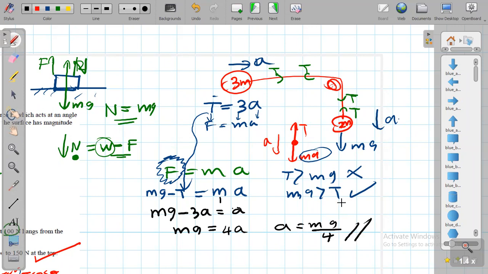Long method. This is the long method. This is suitable for essays. Essays. Not for MCQ. Not for MCQ.